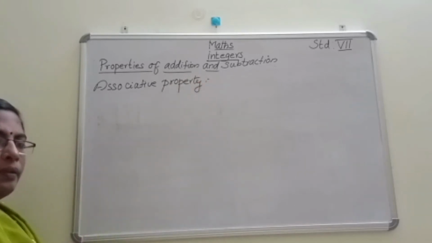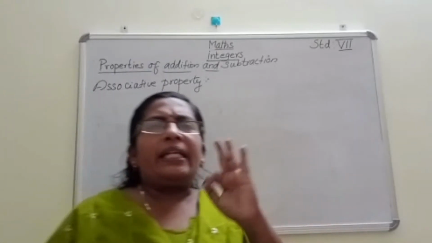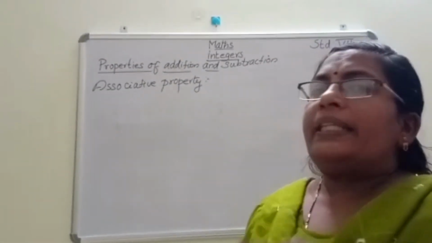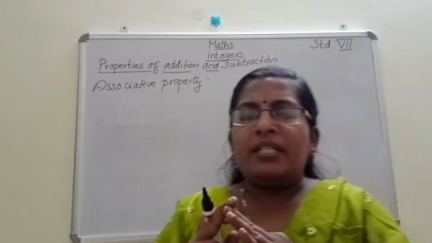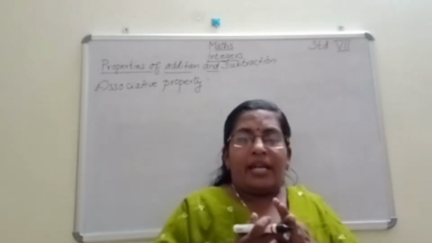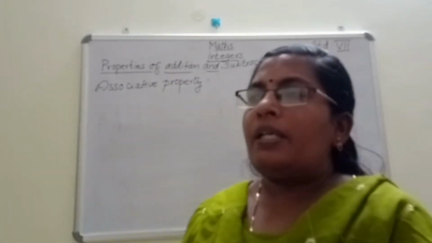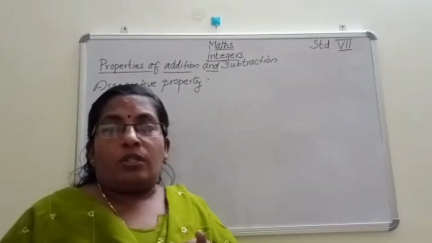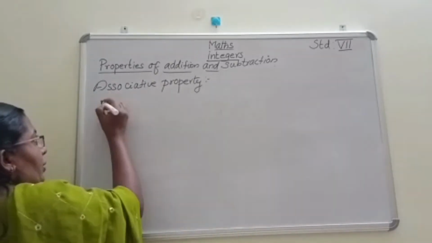Associative property. Here we want to take any three integers. Using these three integers, we want to check whether addition is associative, and whether subtraction is associative. First, addition.